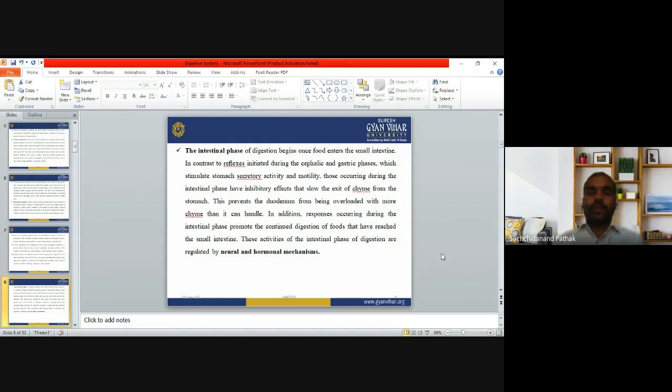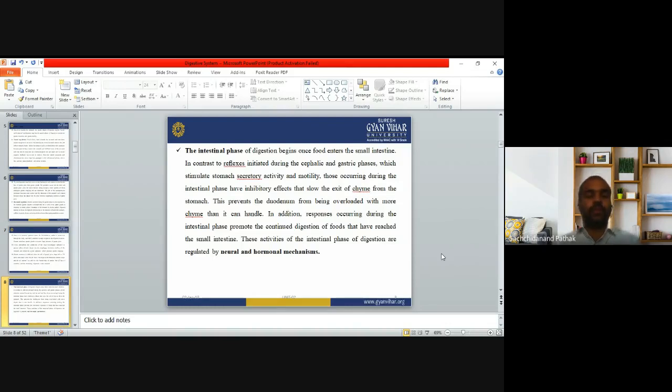The intestinal phase. Now, the food comes into the small intestine, the first part, duodenum. It contracts to reflex the initiate during the cephalic and gastric phase, which stimulate the stomach secretory activity and motility. Those occurring during the intestinal phase have an inhibitory effect that slows the exit of chyme from the stomach.